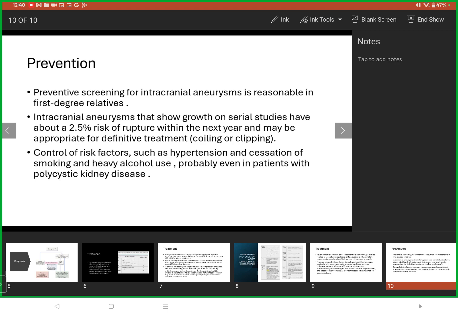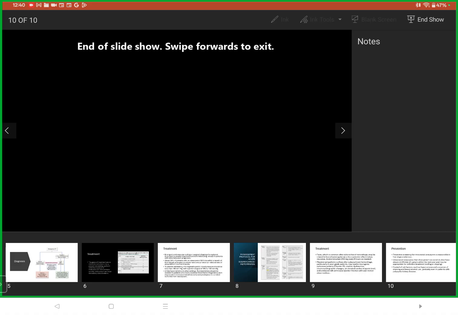Second is the control of the risk factors, the most important of which is hypertension, cessation of smoking, and heavy alcohol, probably even in the patient with polycystic kidney disease. So this is quite an important thing which I wanted to share with you all.